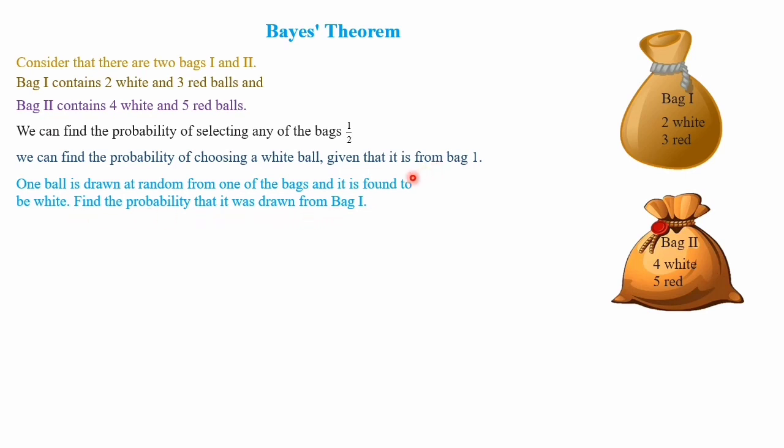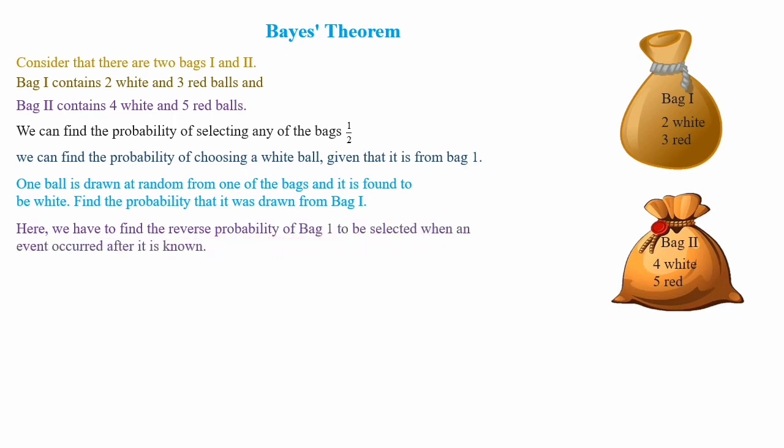So it is just a reverse process of the previous conditional probability. Here we have to find the reverse probability of bag 1 to be selected when an event occurred after it is known. When an event occurred, in the sense, you are choosing a ball from any one of the bags and you have checked that ball, it is white. So we have to find out the probability of getting this white ball from bag 1.